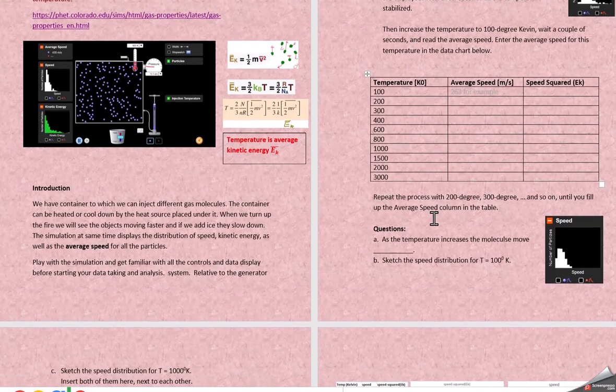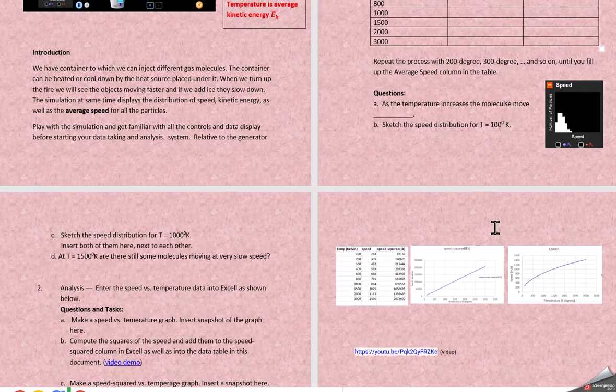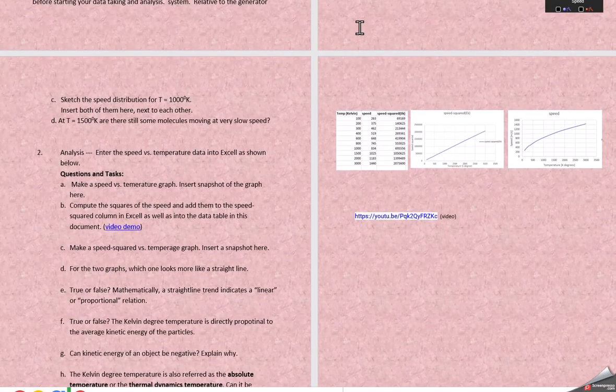Then you answer these questions. As temperature increases, the molecules obviously move faster. Sketch the speed distribution. That's this type. Don't copy this one. You draw it by hand, or use some of your computer skills to cut, paste, and insert it over here, at 100 degrees. And do the same for 1,000 degrees. Then you compare the two distributions. Just get the idea of the distribution.